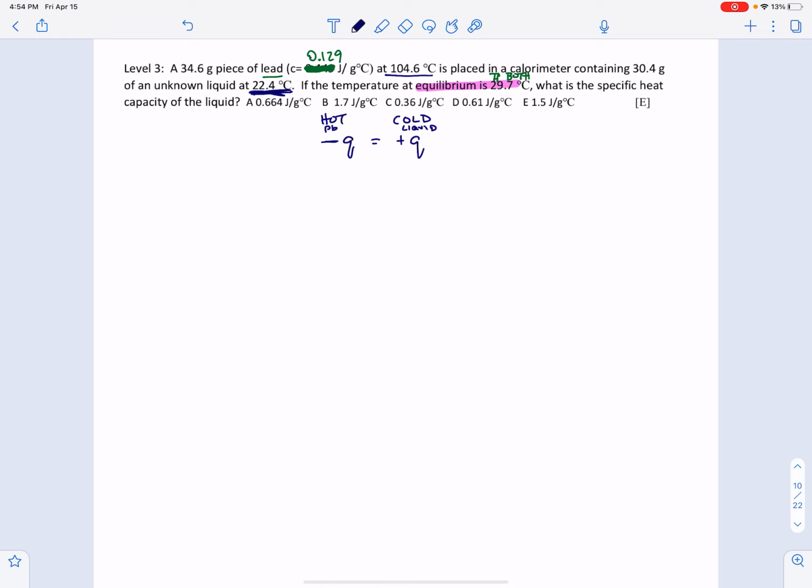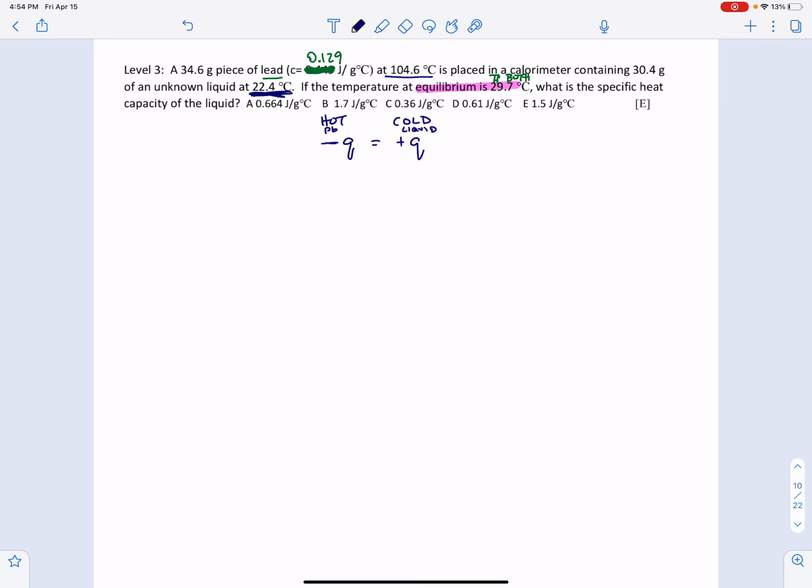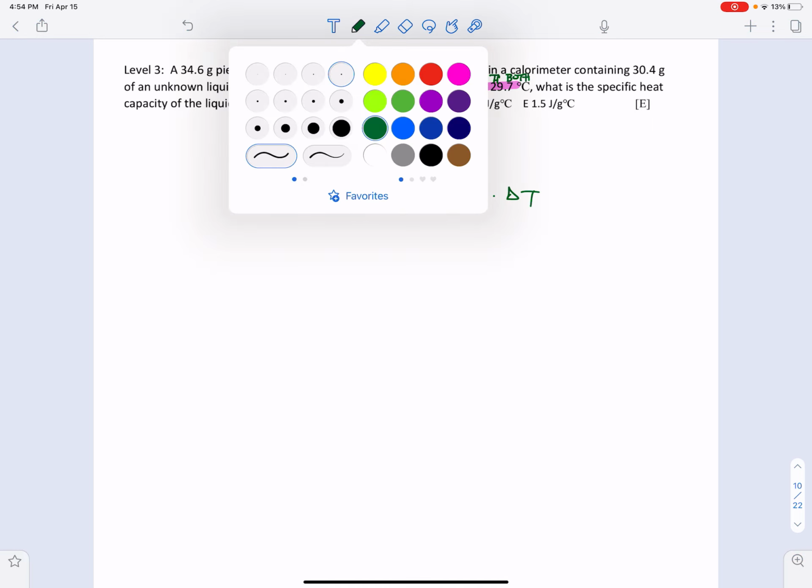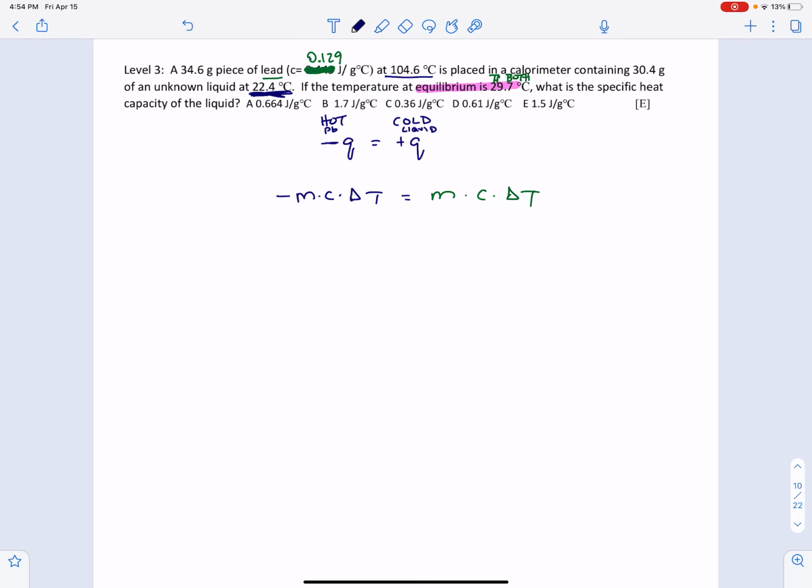And don't leave that negative out. So I need to fill out all of my numbers off to the side, or I can go ahead and substitute it in my MCAT equation. Either one works. So then we have M times C times delta T. And if I look for what it wants, it says, what is the specific heat capacity of the liquid? So I can go ahead and make my terms list, and then I can use my question mark to also help me rearrange that question.